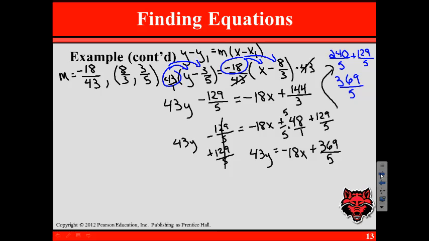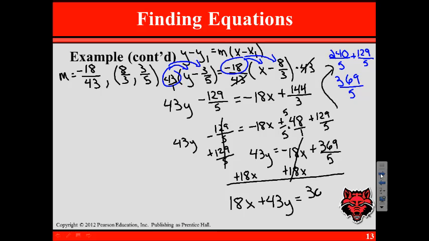At this point, because we want our answer in standard form, we add 18x to both sides. So we cross out the 18x and negative 18x on the right-hand side, and we're left with 18x plus 43y equals 369 over 5.